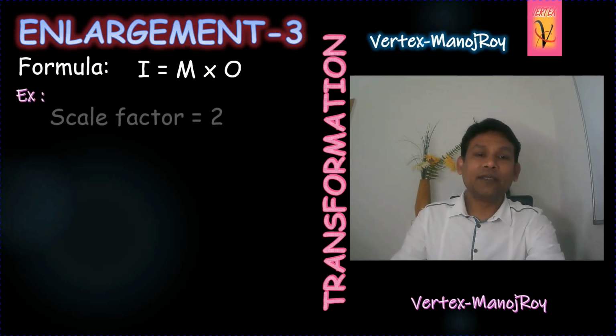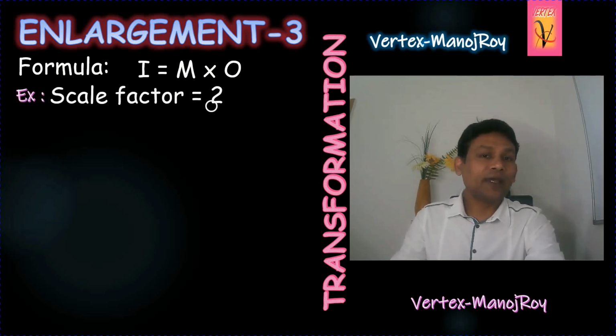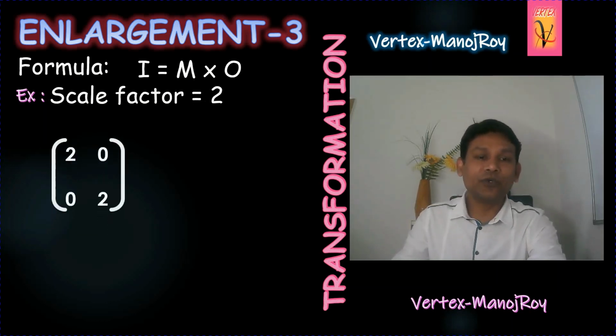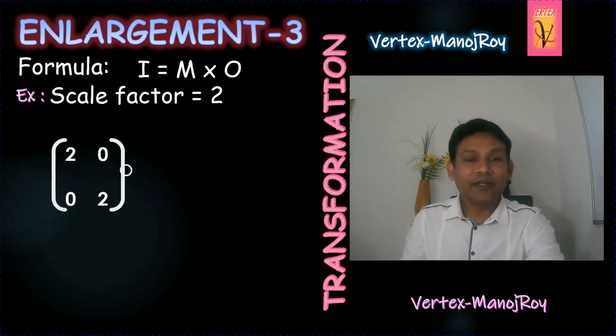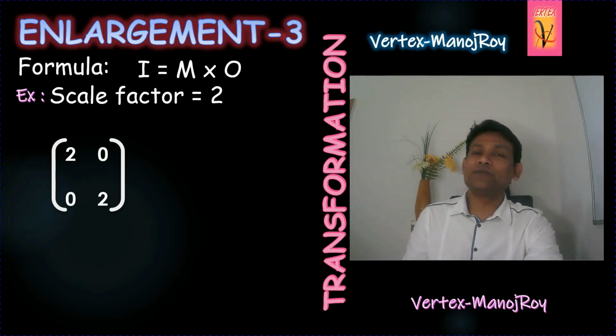For example, when the scale factor is 2, what is the matrix for enlargement? When the scale factor is 2, the matrix will be [2 0; 0 2]. This matrix will be used in enlargement when the scale factor is 2. Even if the scale factor is -2 or whatever value we have, just put the value in [k 0; 0 k]. So in enlargement we have just one matrix and a scale factor, and I want to use this formula: image equals matrix multiplied by the object.